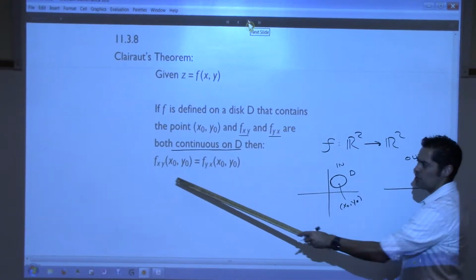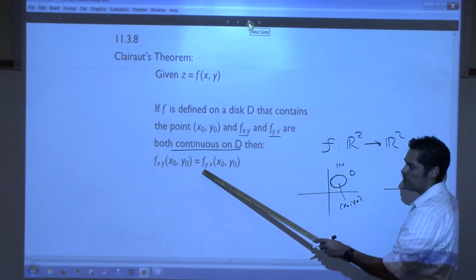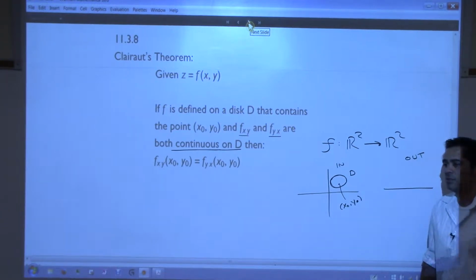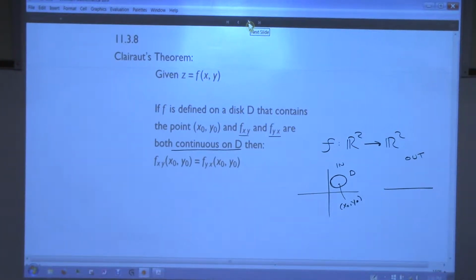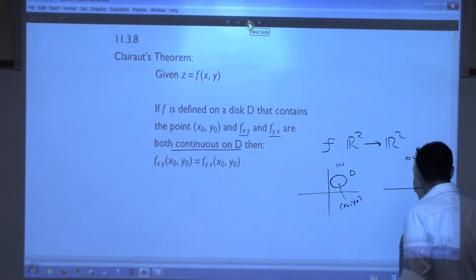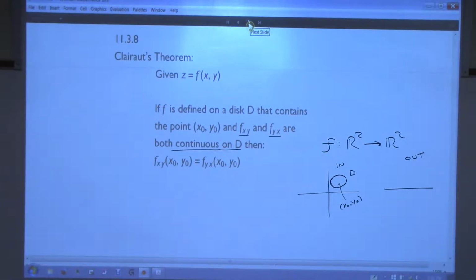If you do the partial with respect to x, then y, it should be equal to the partial with respect to y, then x. So the condition is that your function is defined on this disk and that the second partial derivatives are both continuous.